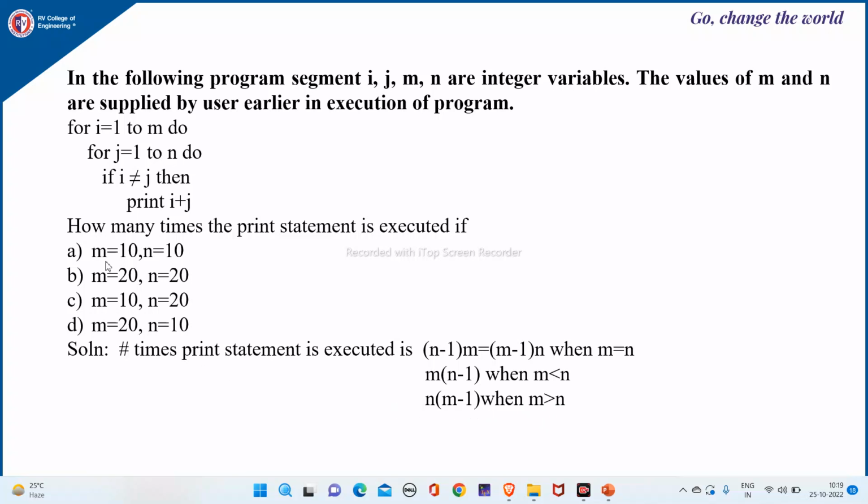So if you consider the first and second case, here it is m is equal to n. So the loop gets executed (n minus 1) times m. So for A it is 9 into 10, for B it is 20 into 19 times. The third one, here m is less than n, so it is m into (n minus 1) times, so it is 10 into 19 times. The next is m greater than n, so it is executing (m minus 1) times n, which is nothing but again 10 into 19 times.